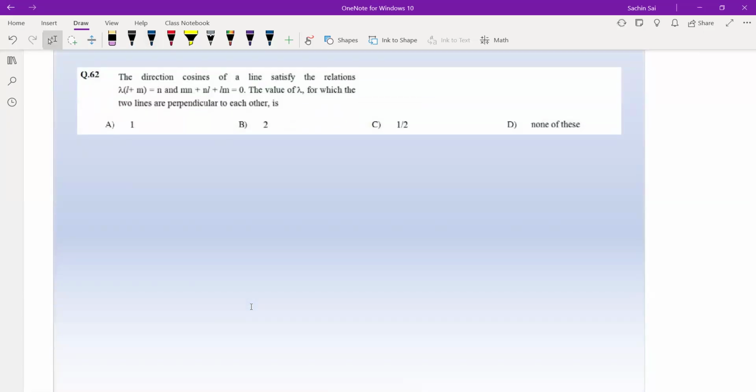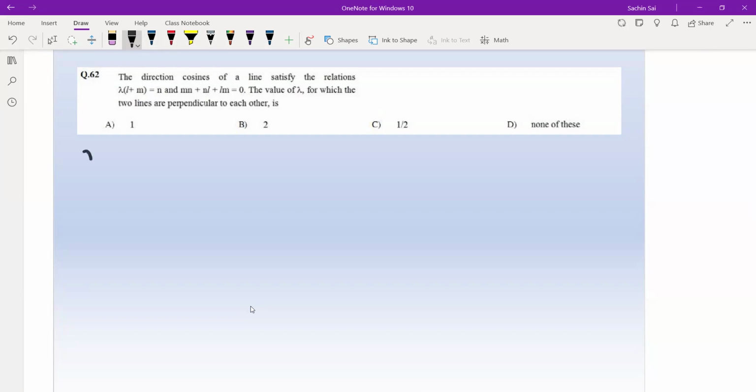Question 62. The direction cosines of a line satisfy the relations lambda times l plus m equals n and lm plus mn plus nl equals 0. Find the value of lambda for which the two lines are perpendicular to each other. We're very familiar with this question, I think, from class 11. So the direction cosines of the line, two conditions are given. We need to eliminate one of the terms here to get an idea of the question.